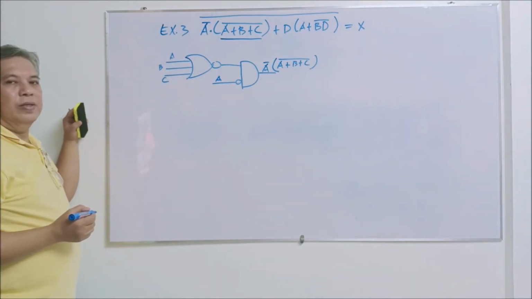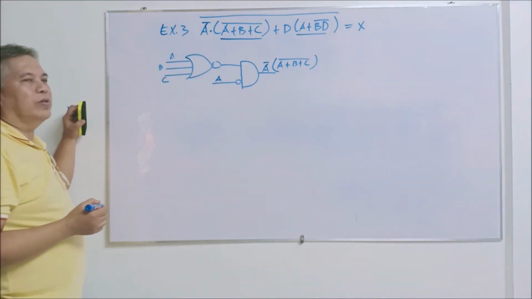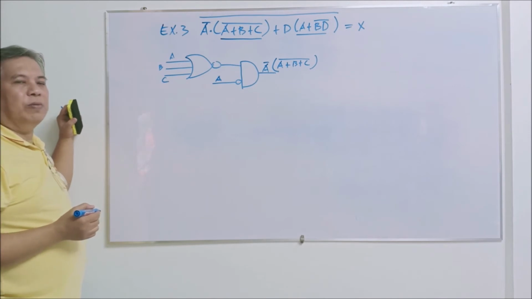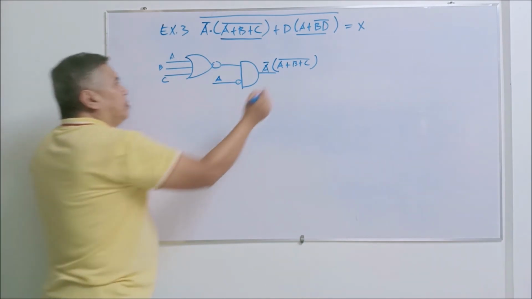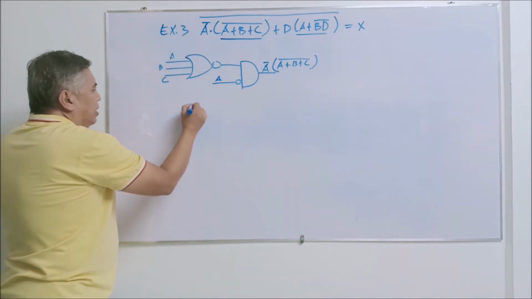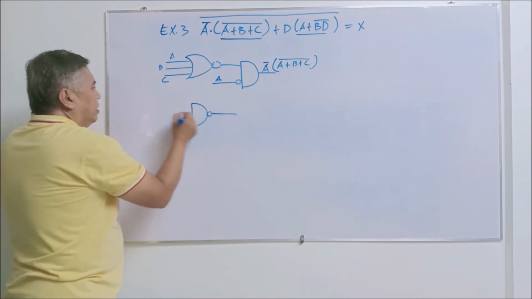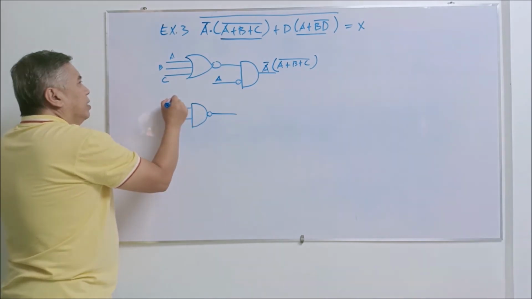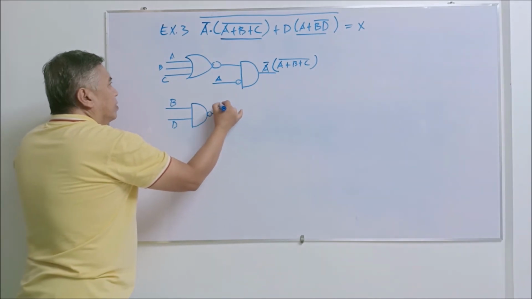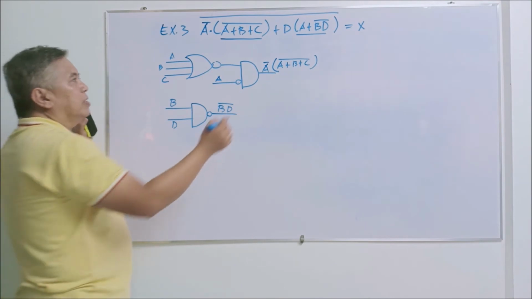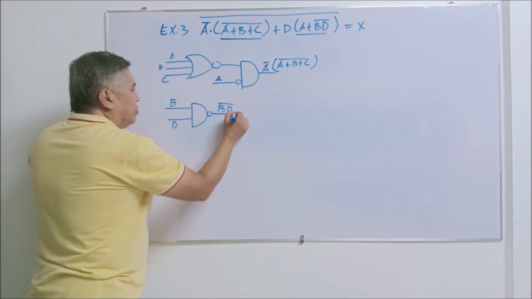Okay? And then, again, we have here this particular equation: A plus BD complement. If you notice that B and D here are complemented together, so you represent this one here with an AND gate, or a NAND gate, I mean. It's a NAND gate. Your input will be B and D. So the output here is BD complement. And this BD complement is being ORed to A. So you draw an OR gate.